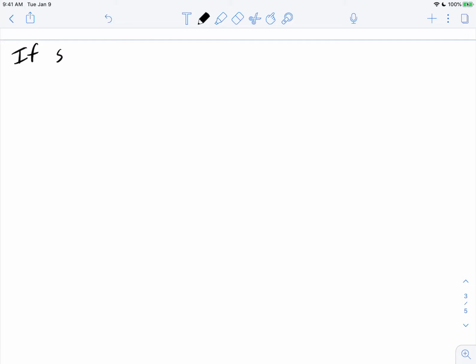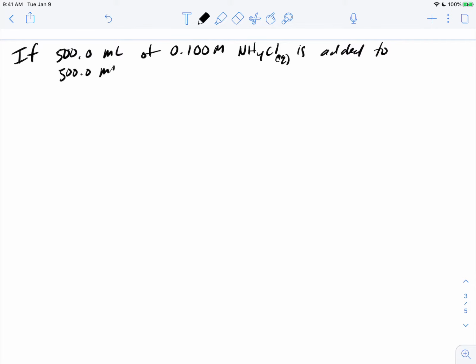So the question is, if 500 mL of 0.100 molar ammonium chloride, aqueous, is added to 500 mL of 0.200 molar silver nitrate, aqueous, a precipitate forms. That's not a question, that's just a statement.